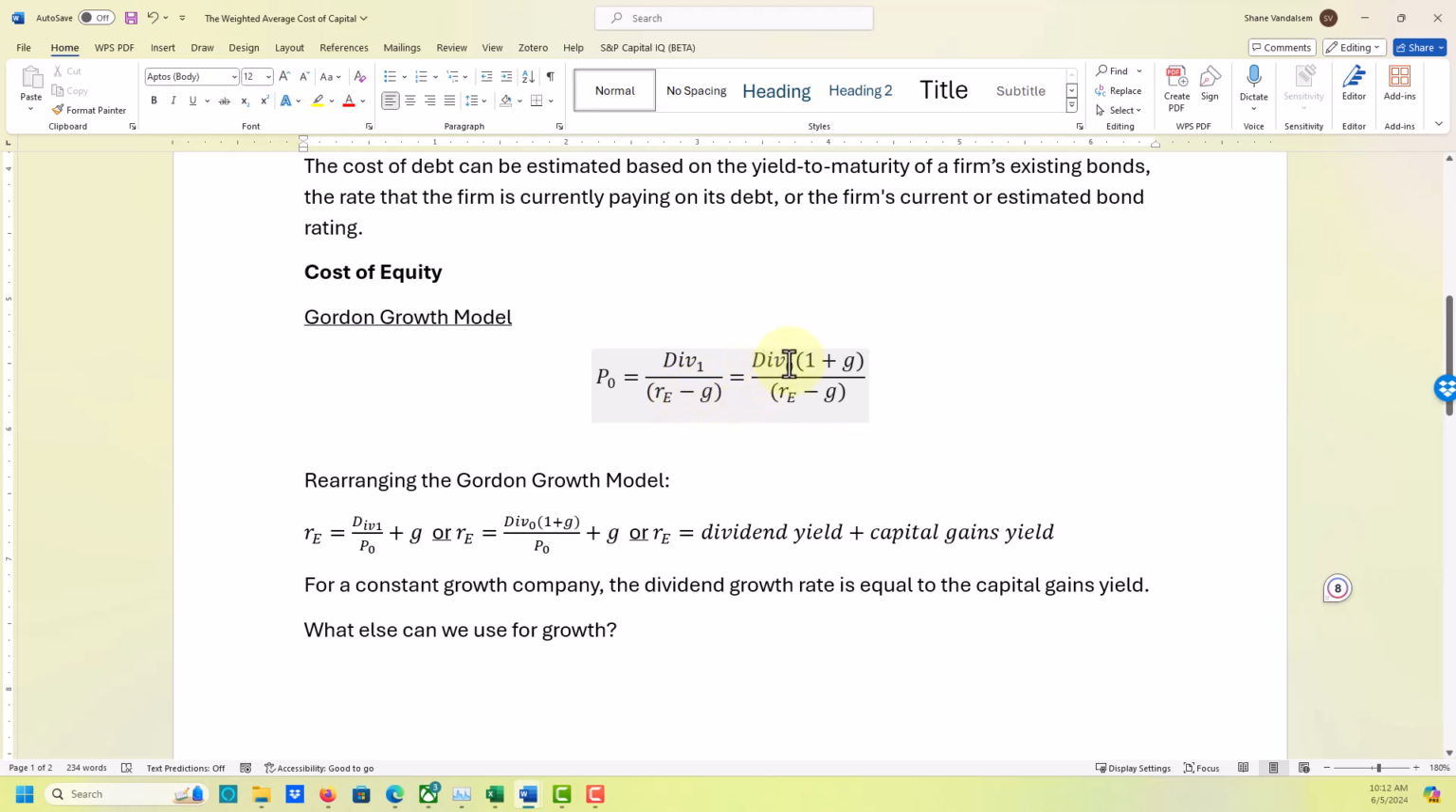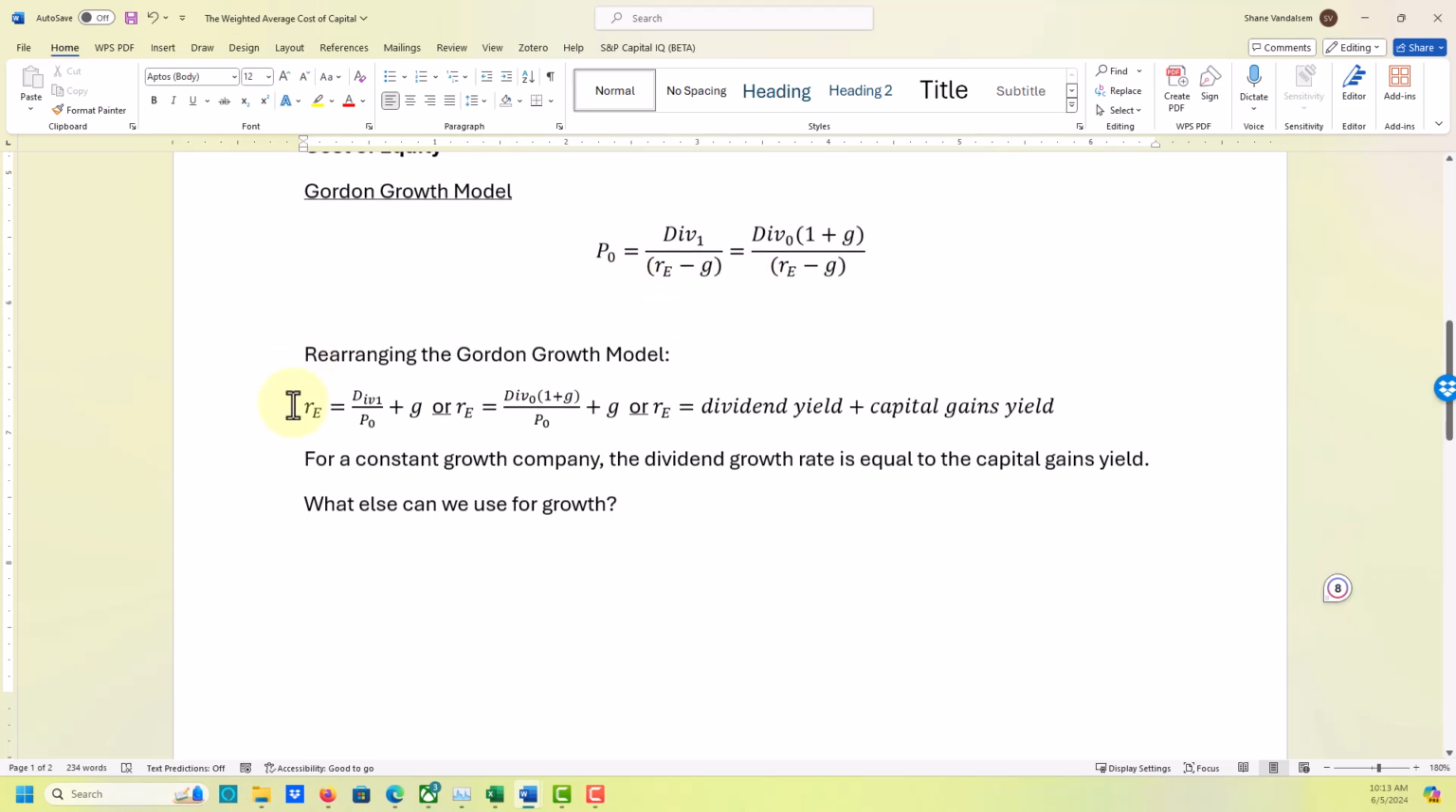Another way to put that is the last annual dividend paid, div 0, multiplied by 1 plus the growth rate, divided by the required rate of return minus the growth rate. Now, that doesn't tell us the calculation for the cost of equity. We have to rearrange the Gordon growth model in order to get that. And so that's what we've got here.